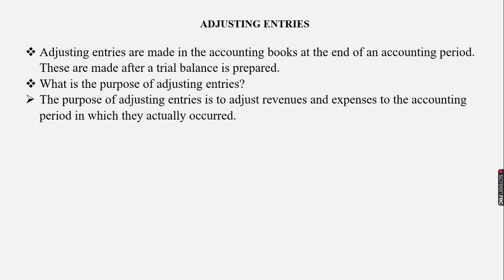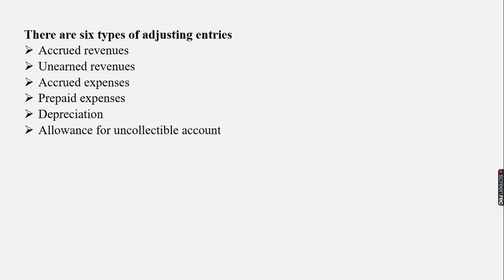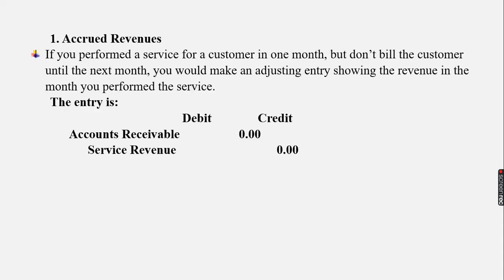So, yun yung purpose ng adjusting entries, para makuha yung actual amount na na-incur during that day. Okay? During that year, or during that month. Okay? So, that is the purpose of adjusting entries. Now, there are 6 types of adjusting entries. Number 1 is accrued revenues, unearned revenues, accrued expenses, prepaid expenses, depreciation, and also the allowance for uncollectible accounts.